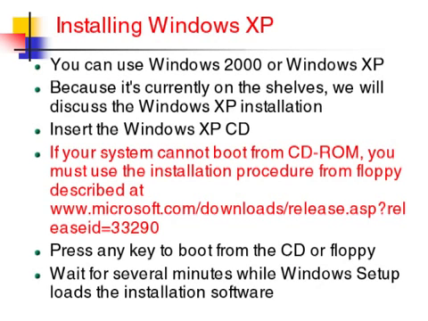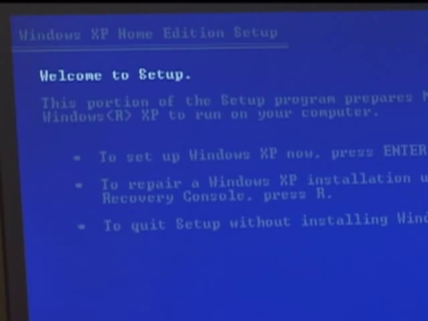Some systems cannot boot from CD-ROM. If your system is more than 3 years old, you may need to use the installation procedure from floppy disk described at the Microsoft.com website. If your system is younger than 3 years old, you can probably just boot it from CD-ROM. You need to insert the CD-ROM or floppy into your computer and wait several minutes while Windows Setup loads the installation software. At this point, you will encounter the Welcome to Setup screen. Just press Enter to install Windows XP.